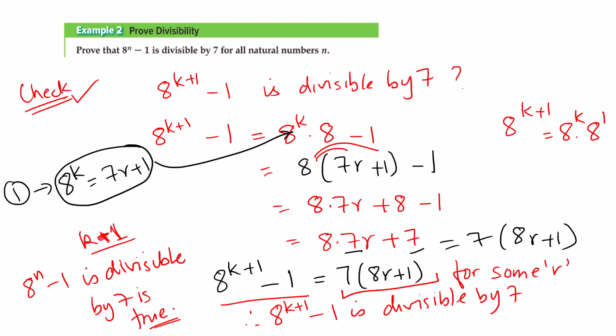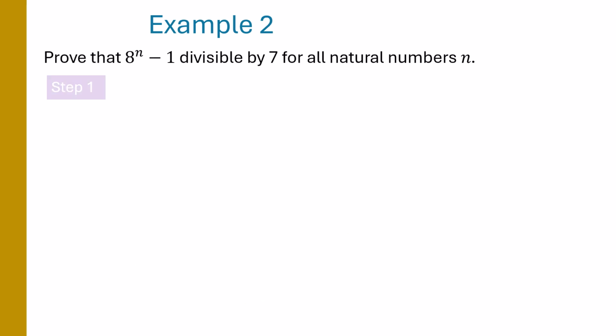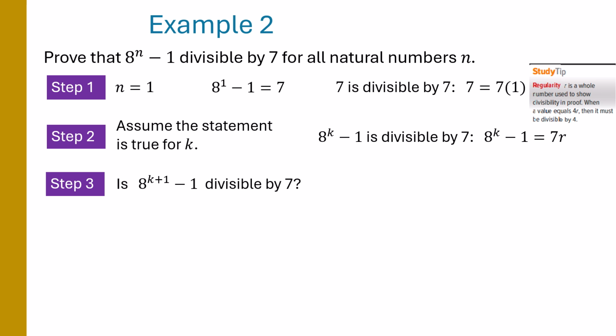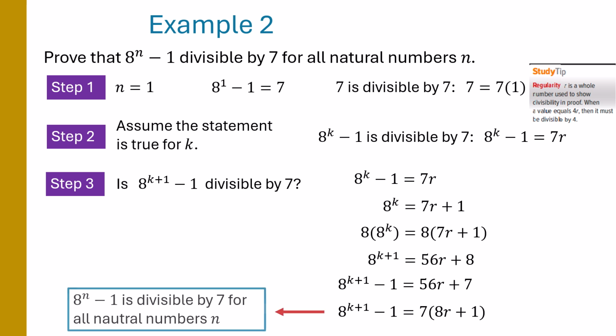Now I will show you the answer key for this question. This is the final answer key that I have taken for example 2 from your book. Here step 1 and step 2 are exactly the same, but for step 3 they have used a little different method. If you like this method you can use it, but if you like my method you can also use it. Both are correct.